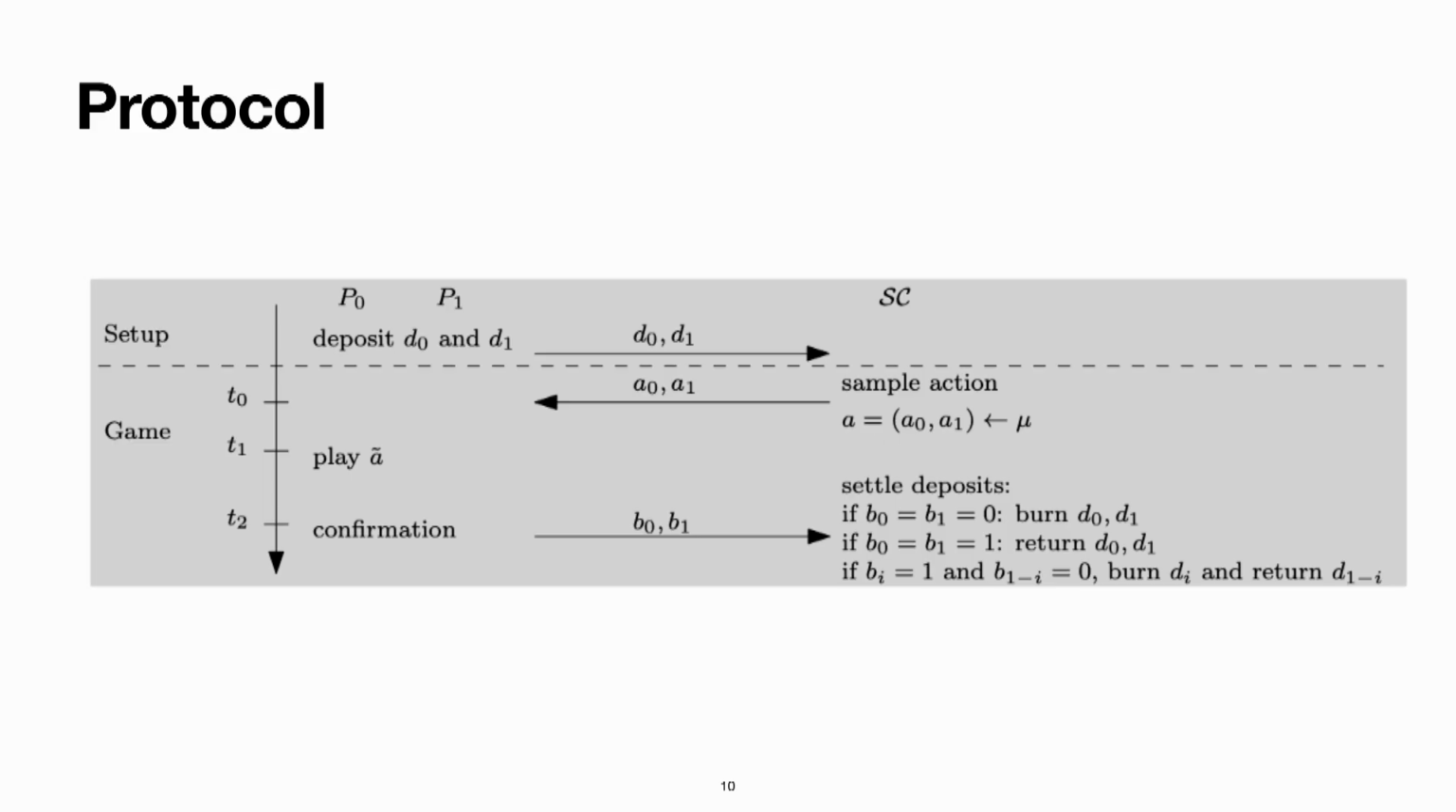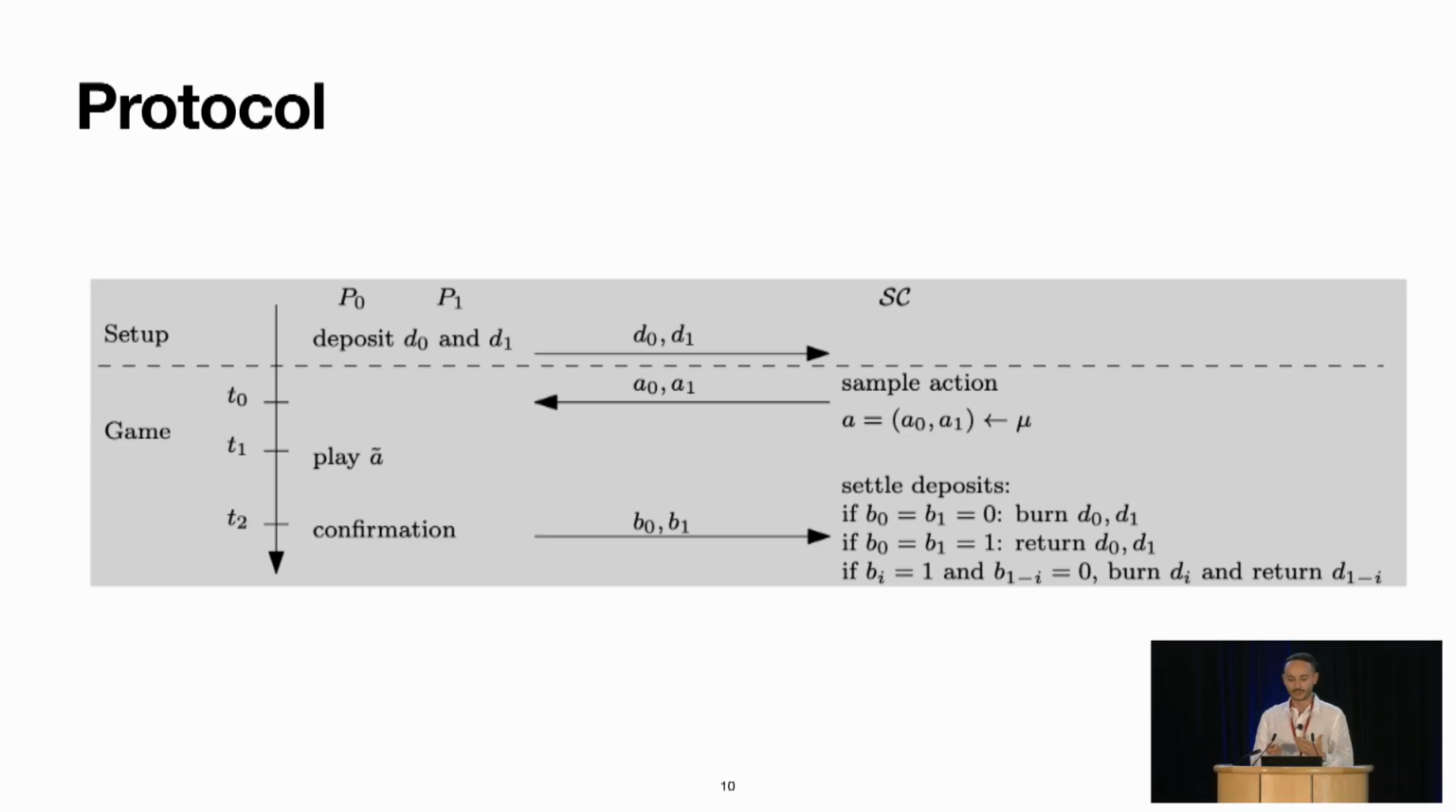At T1, the agents will play their actions. And at T2, they will confirm if the other player has played according to the advice that was given in T0. And so if both have cheated and both confirm that the other has cheated, you have B0 equal to B1 equal to 0, and both deposits will be burned. If both confirm that the other has played according to the advice, you return the deposits. Otherwise, it's only when you confirm that the other one has cheated that only his stake will be burned.